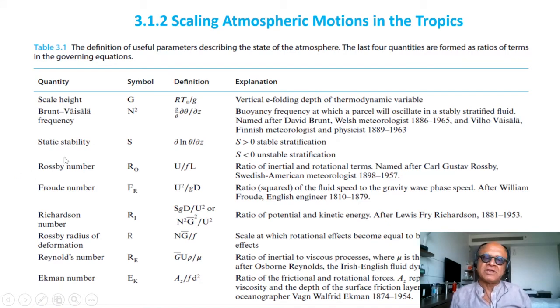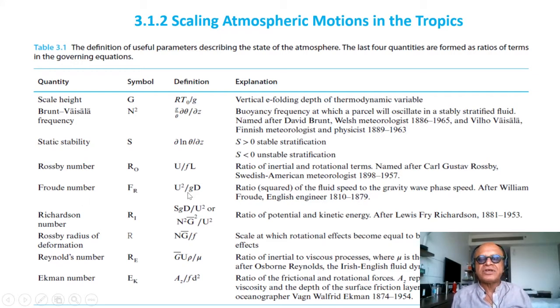Rossby number, which is one of the important numbers we will discuss a lot, is essentially a ratio of inertial and rotational terms. It turns out to be very important for various scalings in the extratropics versus the tropics. So how large are the inertial terms with respect to the rotational constraints? That's going to determine how the flow is going to be balanced.